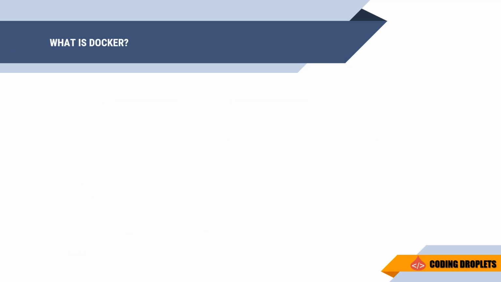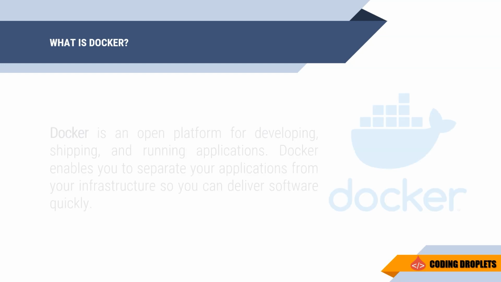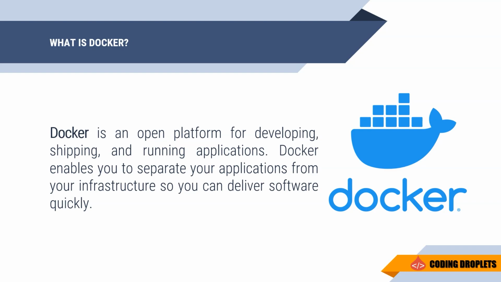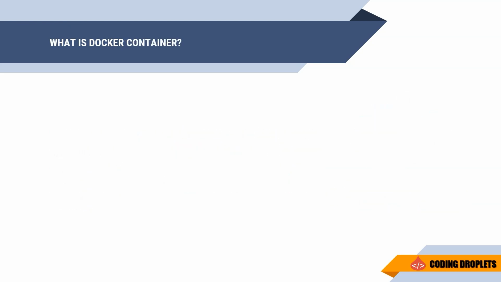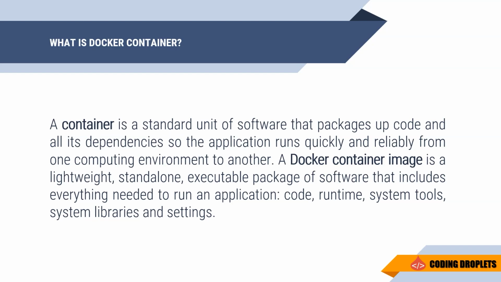Now let's see about Docker and containers. Docker is an open platform for developing, shipping, and running applications. Docker enables you to separate your applications from your infrastructure so you can deliver software quickly. A container is a standard unit of software that packages up code and all its dependencies, so the application runs quickly and reliably from one computing environment to another. A Docker container image is a lightweight, standalone, executable package of software that includes everything needed to run an application: code, runtime, system tools, system libraries, and settings.